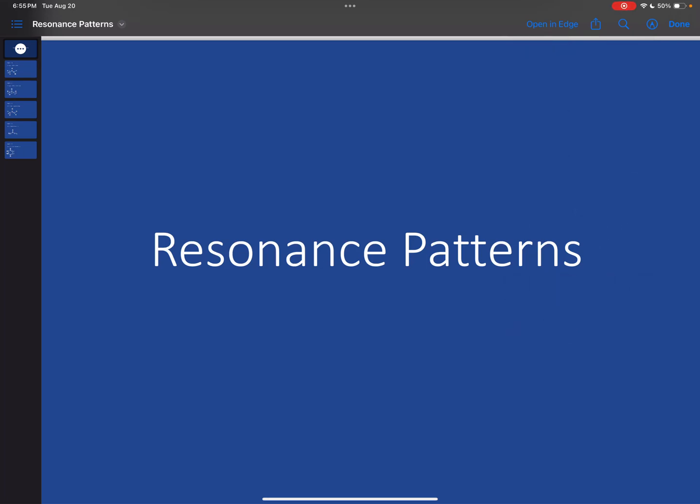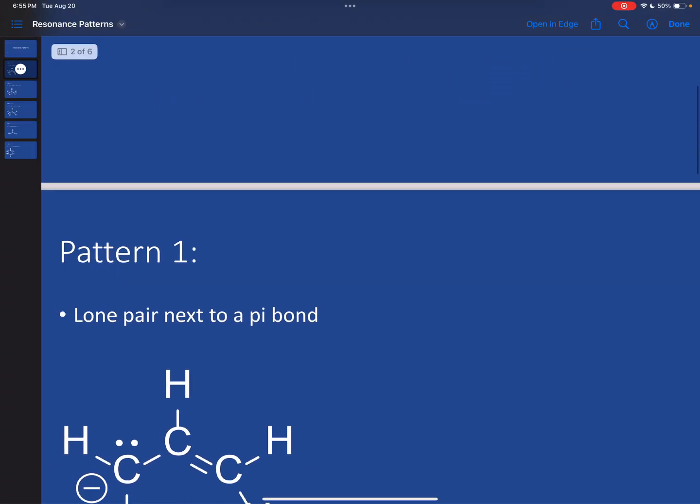Hi everyone. So I want to talk to you guys about how to recognize when I'm going to draw a resonance structure. How do I know? So I have 5 little tricks to tell if a resonance structure is possible.